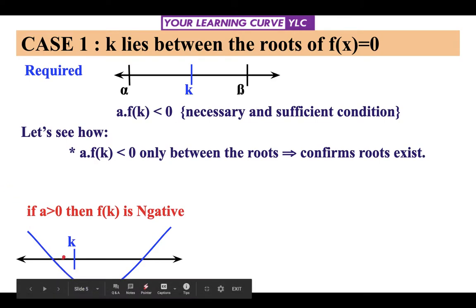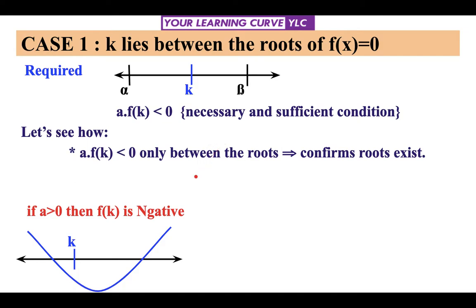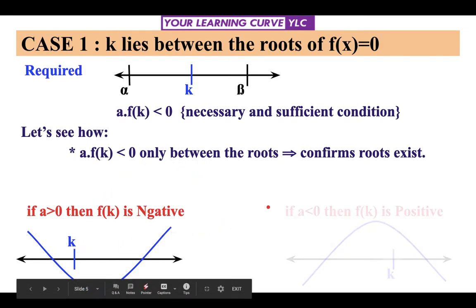The graph is coming from plus infinity going to a negative point at k. It means it has to definitely cut the x axis before k. Then again the graph will start increasing at some point, and again it has to go to plus infinity. So it will definitely cut the x axis beyond k, means one root will be less than k and another root will be greater than k, that is, k lies between the interval alpha and beta.